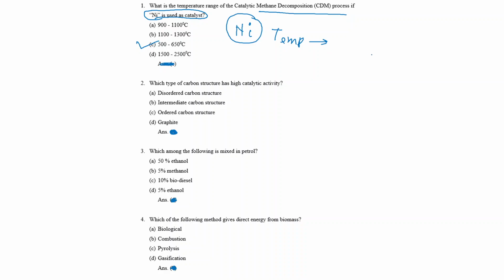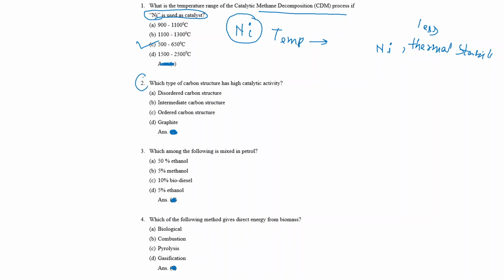I already discussed that nickel catalyst can withstand only low temperature. Nickel catalyst has very little thermal stability. Obviously, the nickel catalyst will be used below 700 degrees centigrade, or 650 degrees centigrade. That's why option C is correct.